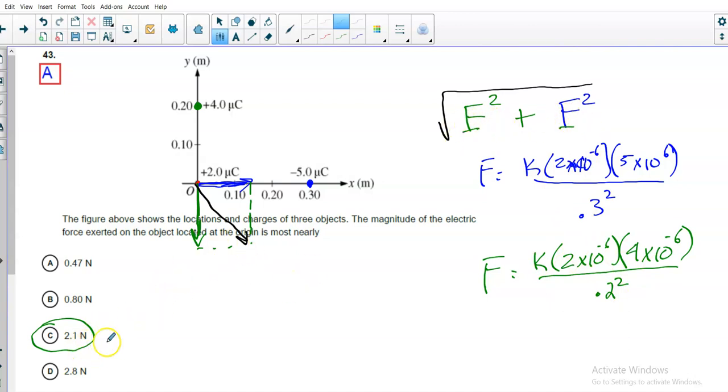If you should come up with something close to 2.1, we could do a quick thumbnail of it. You could do 2, so negative 6 times positive 6, that's going to cancel out. That's negative 9th, though. That's going to be 2 times 5, divided by 0.3 squared. It claims the answer is going to be C, so I'm willing to believe it. We are going to add them together.